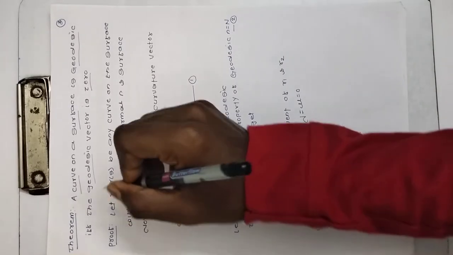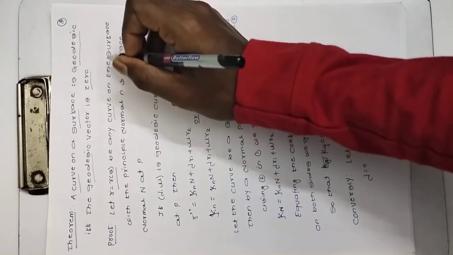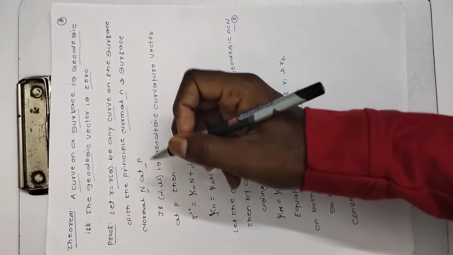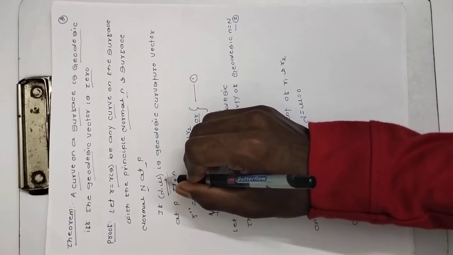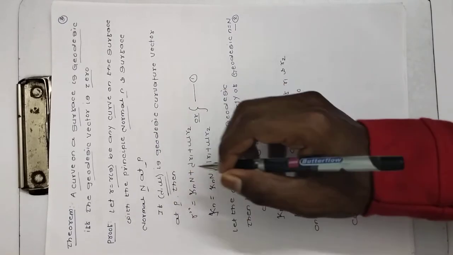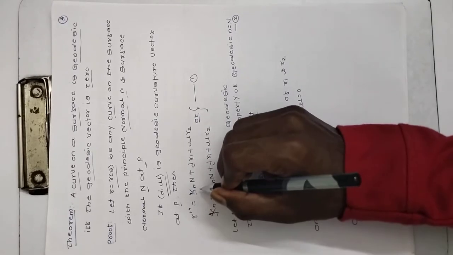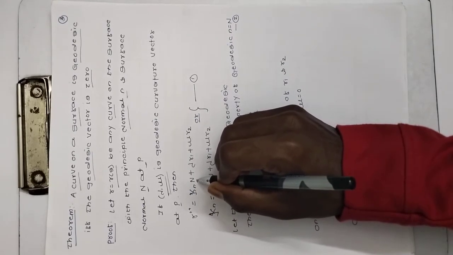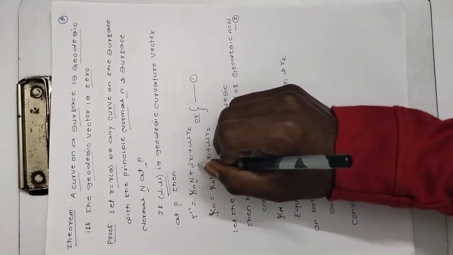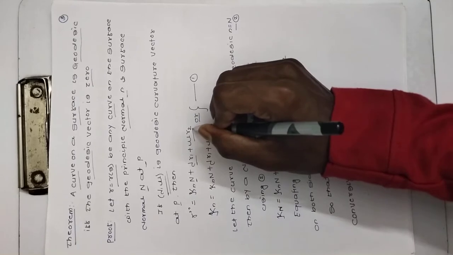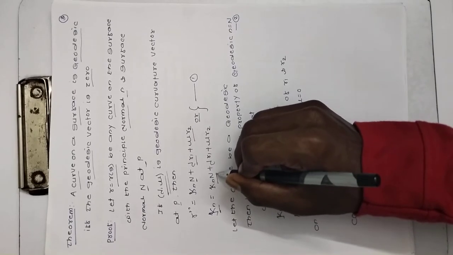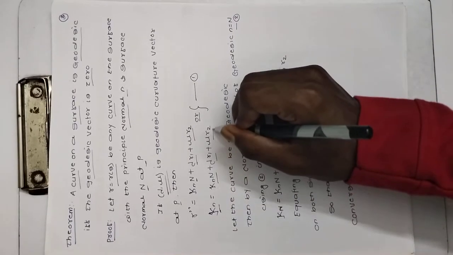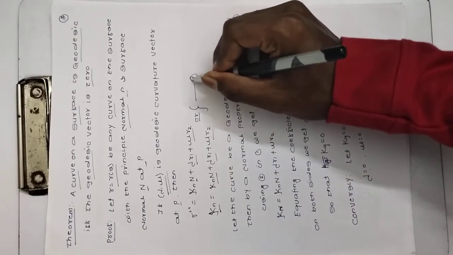Proof: let r is equal to r of s be any curve on the surface with principal normal n and surface normal capital N at point P. If lambda and mu are the geodesic curvature components of the vector at point P, then the equation is r double dash is equal to kappa of n times the normal vector plus lambda r1 plus mu r2. Suppose this is equation 1.